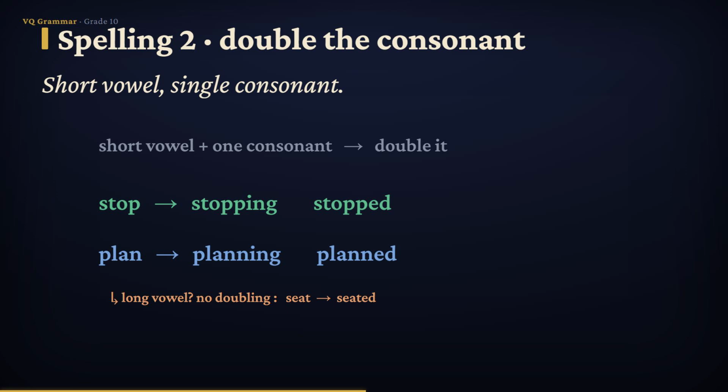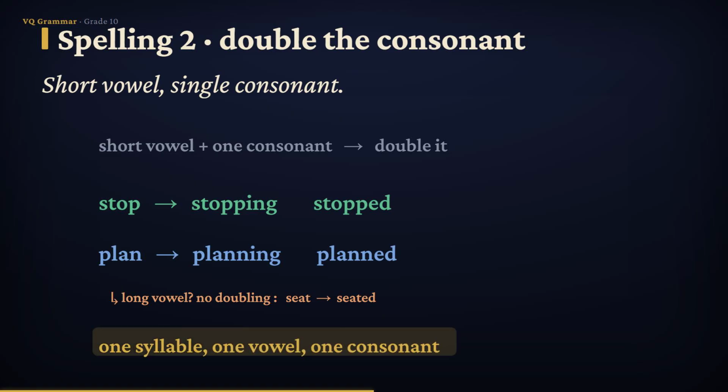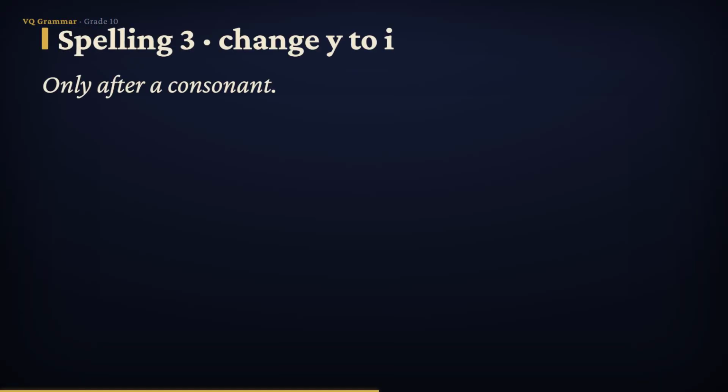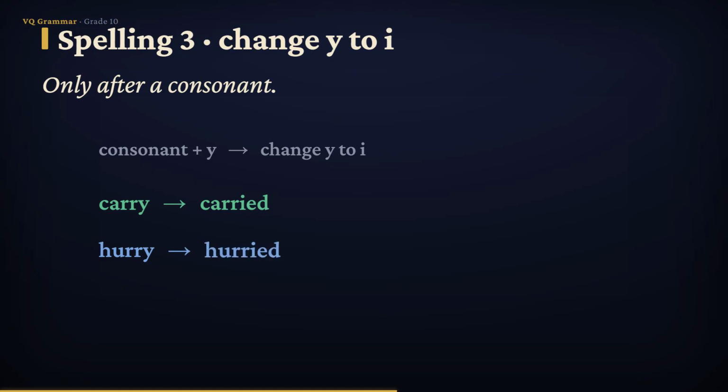So listen for the short, snappy vowel. Stop. Plan. That short vowel is your signal to double. Rule 3 takes care of verbs that end in the letter Y. If the base ends in a consonant plus Y, change that Y to an I before you add the past ending. Carry becomes carried. Hurry becomes hurried.